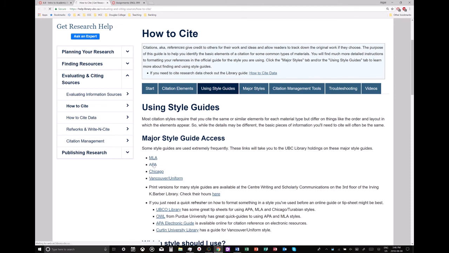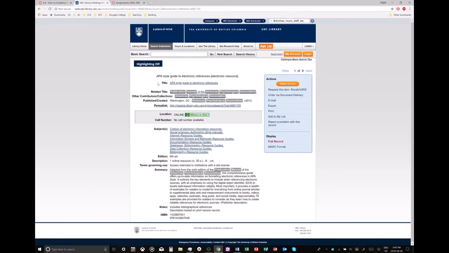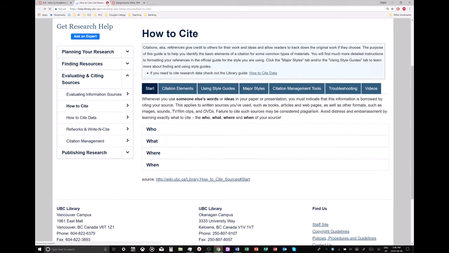So I think you can maybe read these. UBC has its own style guide as well. So you can click on the links and find the details on how to cite here as well.